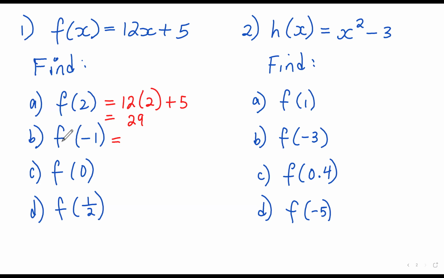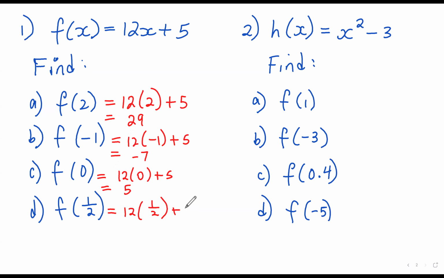And then f of negative 1, so that will be 12 times negative 1 plus 5. That would be negative 12 plus 5, which is negative 7. F of 0, 12 times 0 plus 5, so that's 0 plus 5, which is 5. And then finally, 12 times a half plus 5. So a half of 12 is 6, and 6 plus 5 is 11. So far, I think everybody got those correct. All right?